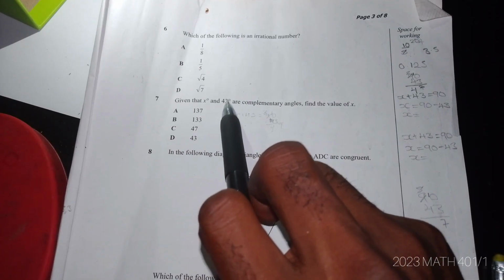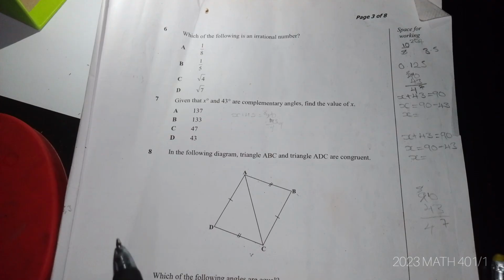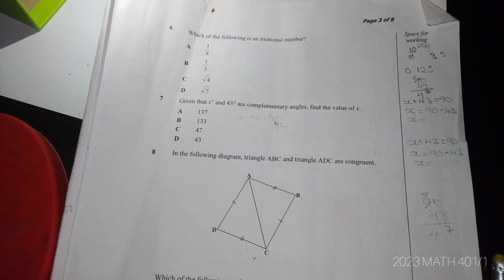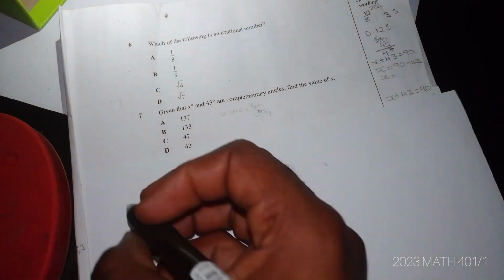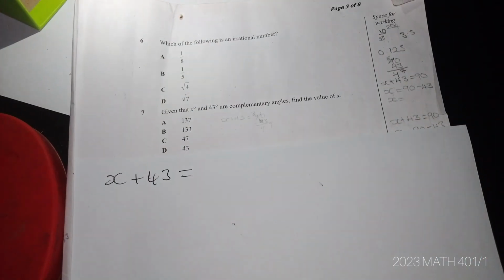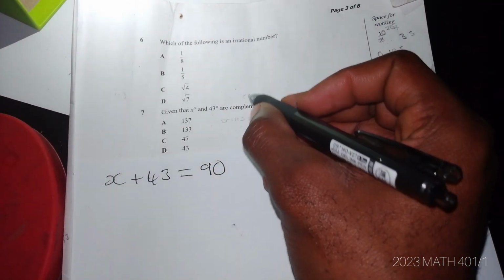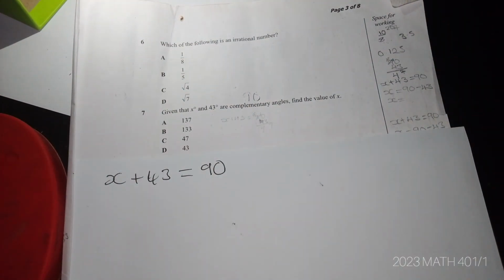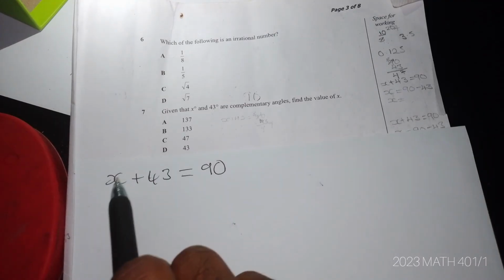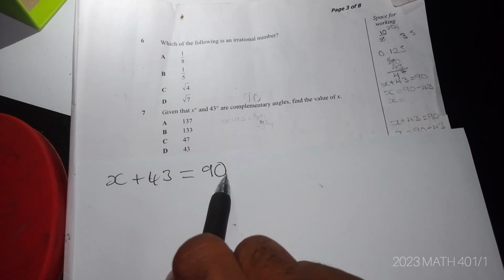And then, given that x and 43 degrees are complementary angles, find the value of x. If 2 angles are complementary, it means they add up to 90 degrees. I hope I won't make another mistake here. Last time I said complementary refers to 90 degrees and wrote something else. So if these 2 are complementary angles, their sum is 90 degrees.